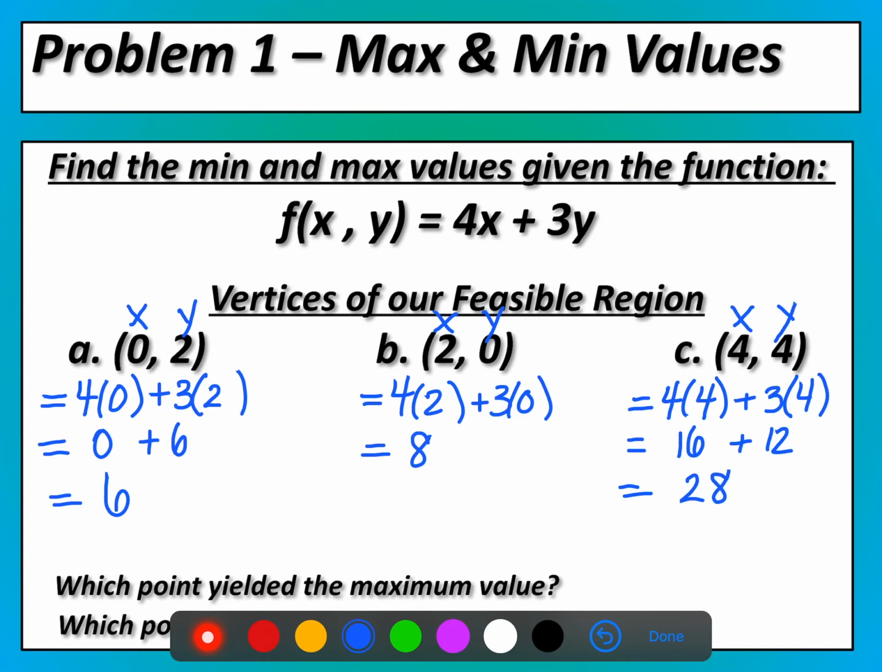Okay, so which point? And it says point, so you're giving the ordered pair. So which point is the maximum value? So which one produces the biggest value? The ordered pair of (4, 4).